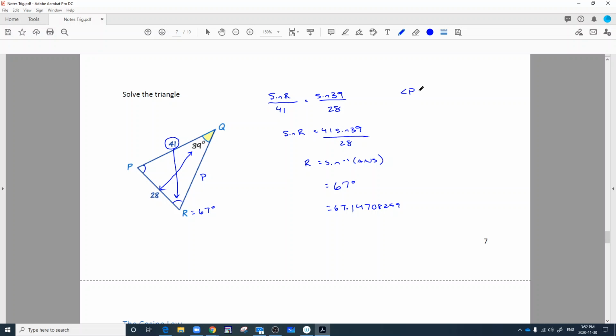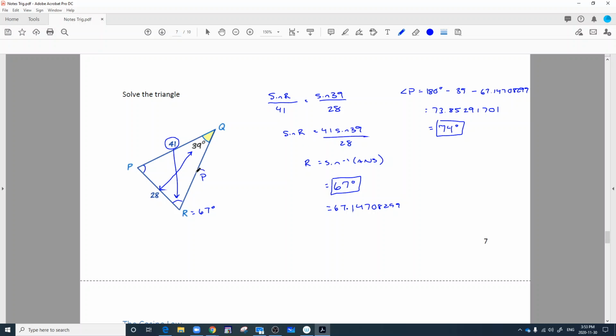So if I want to find angle P, I'm going to do 180 degrees minus that 39, which is an exact value, and then minus the 67.1470829, the unrounded version. So I'm going to do 180 minus 39 minus, now my calculator still has it, minus the answer, and I get, and again, if I'm going to use this again, I have to keep it unrounded, 73.85291701, which if I was giving it as a final answer, angle R is 67 degrees, angle P is 74 degrees.